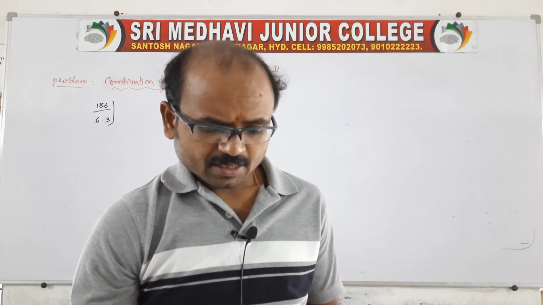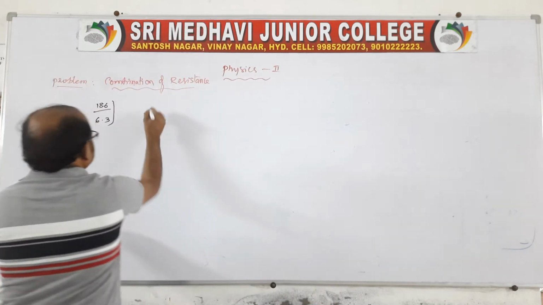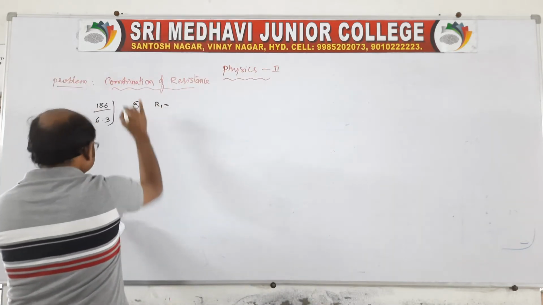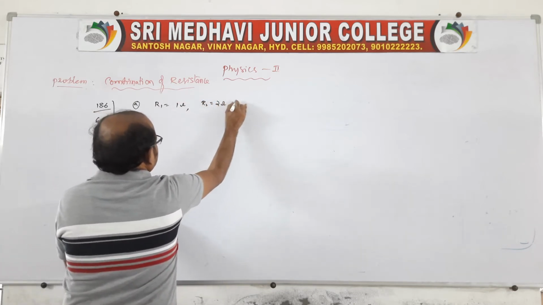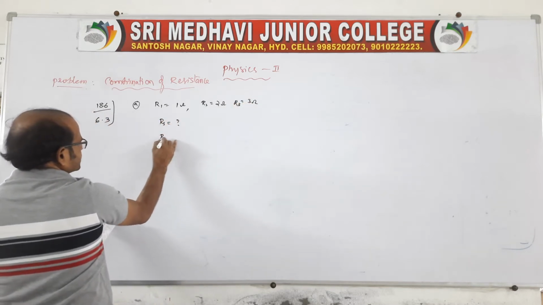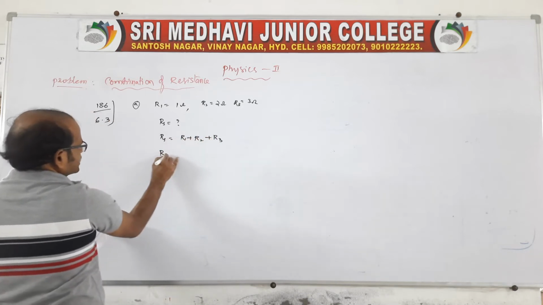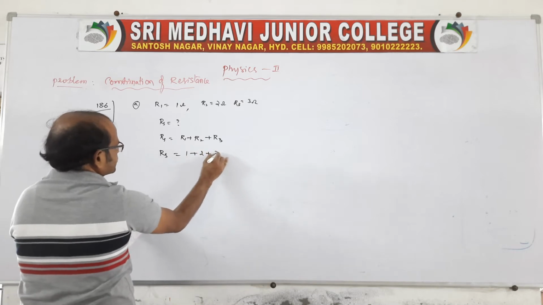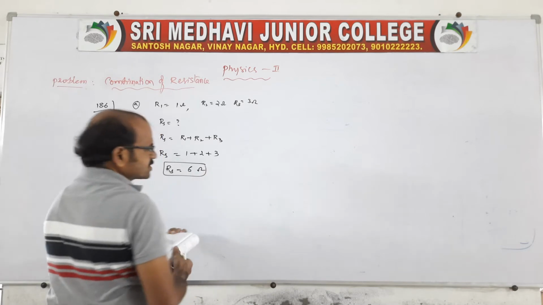First bit: three resistors, 1 ohm, 2 ohm, 3 ohm, are combined in series. What is the total resistance of the combination? R1 is 1 ohm, R2 is 2 ohm, R3 is 3 ohm, and it is asking for series. So Rs is equal to R1 plus R2 plus R3, which is very easy: 1 plus 2 plus 3, because in series, it is 6 ohm. The first bit is over.